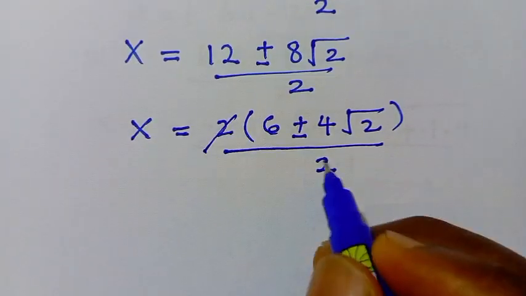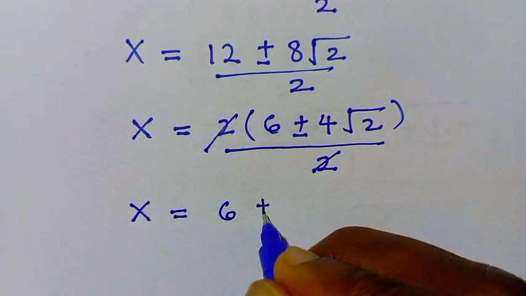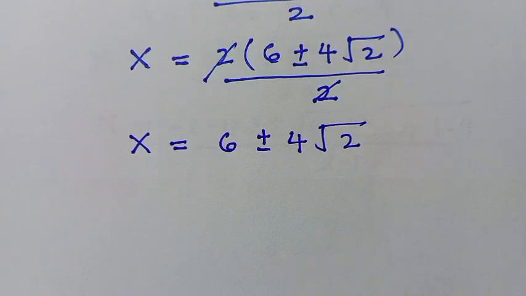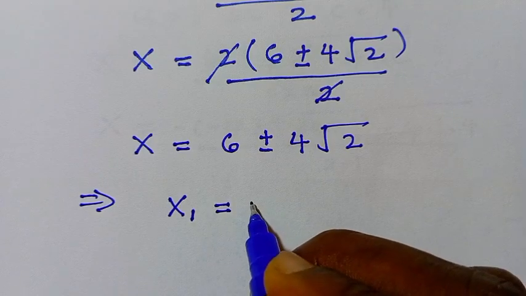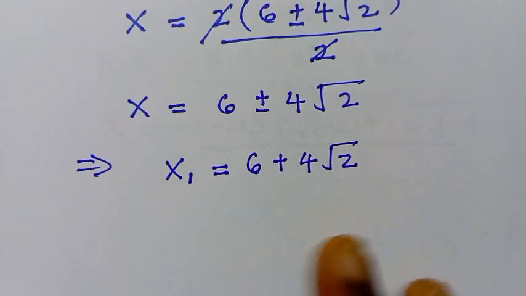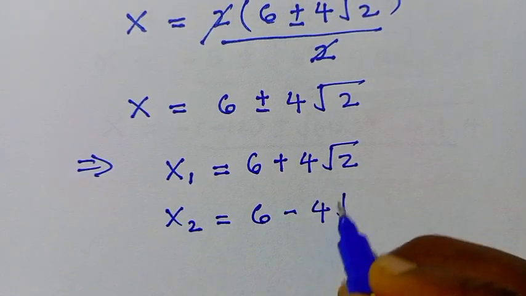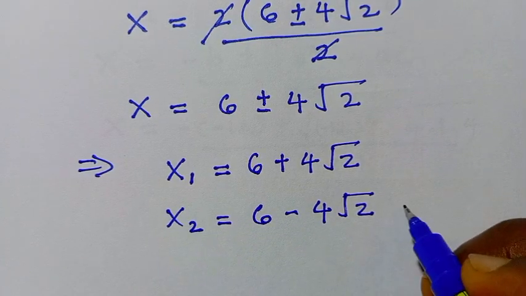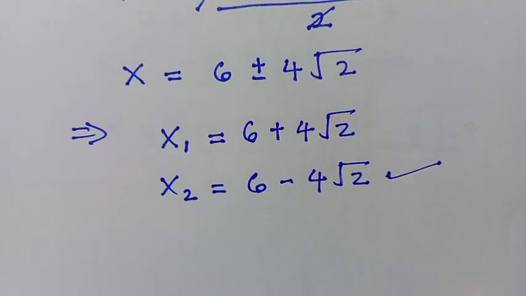And when these 2 and these 2 cancelled, we get x equals 6 plus or minus 4 square root of 2. And this implies that our x1 equals 6 plus 4 square root of 2, and we have our x2 equals 6 minus 4 square root of 2. So there are two solutions here, and the only one that satisfies this problem is this. So we can try and verify that and drop the answer in the comment box.